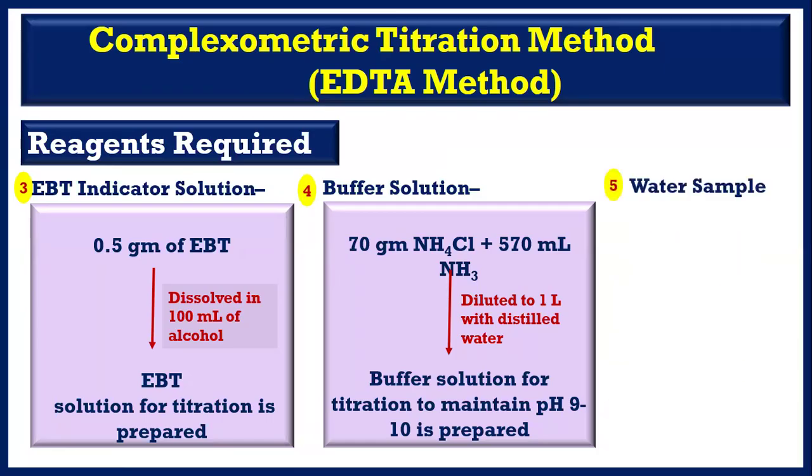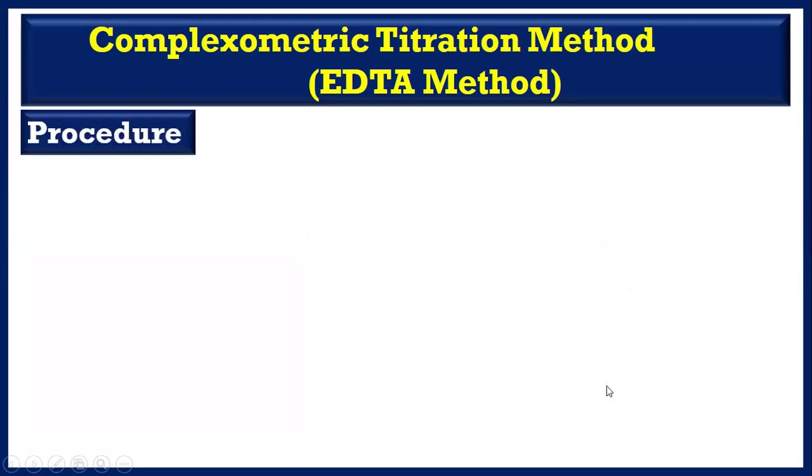Fifth one is the water sample, for which we have to determine the hardness. Second one is the boiled water sample. Why boiled water sample? To determine only the permanent hardness, we have to boil the water so that the temporary hardness is removed and only permanent hardness remains in the water. So it is used to determine the permanent hardness only.